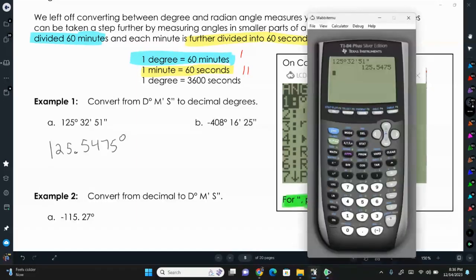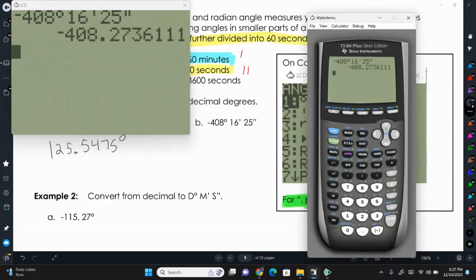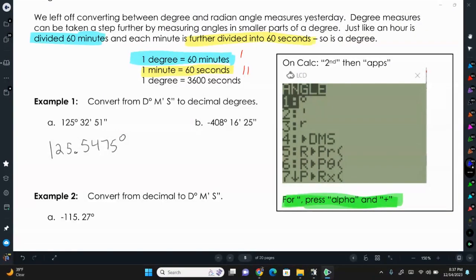So we can do the same thing with this angle here, negative 408. So clear that. Negative 408, second apps, degrees. Then 16 minutes, so second apps, go down to the second one, and 25 seconds, alpha plus sign, and we get negative 408.2736111. And so this is a repeating decimal, so the minutes and seconds would be more accurate than the decimal approximation. So negative 408.2736 degrees. So that wasn't too bad to convert that way.